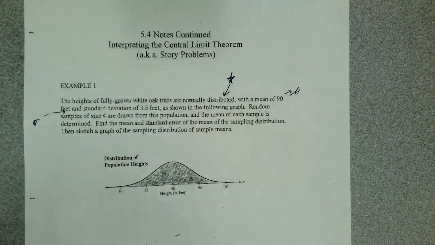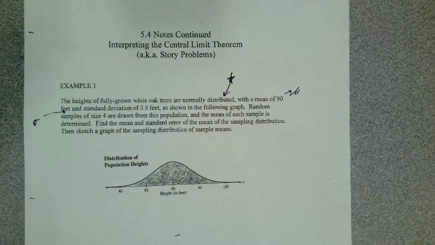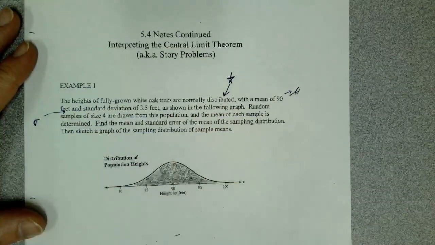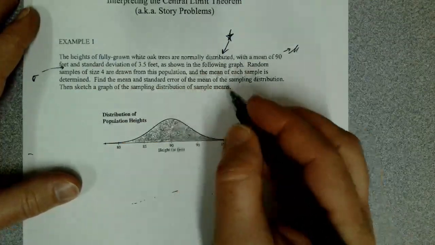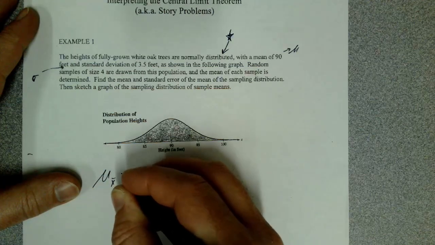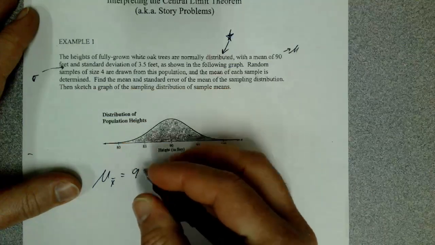Following graph already put together for us. Lovely. Random samples of size 4 are drawn from the population, and the mean of each sample is determined. Okay, so doing our entire setup here on the central limit theorem. Find the mean and standard error of the mean of the sampling distribution, then sketch the graph of the sampling distribution. So, all right, remember the mean of the sampling distribution, which is mu x bar, is going to be the same as that population mean.